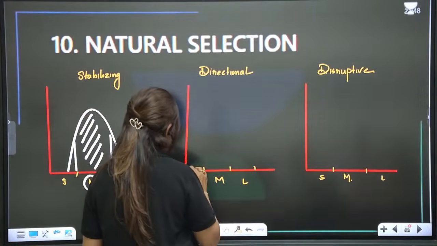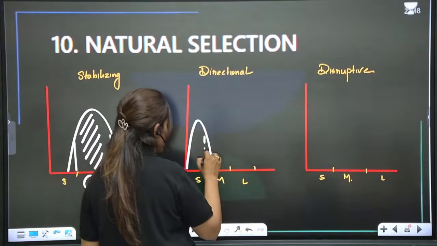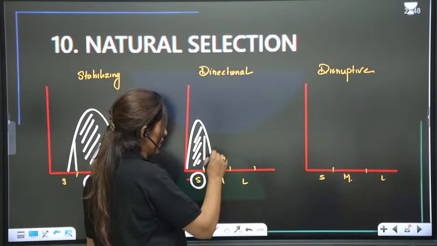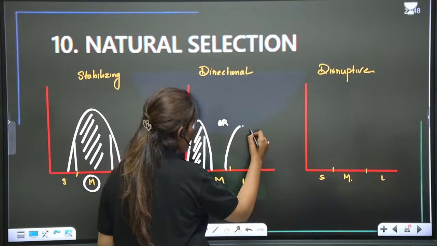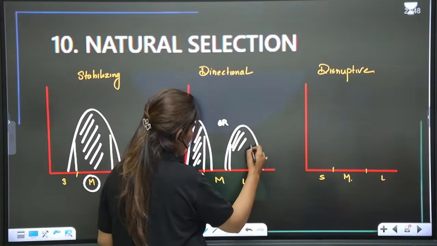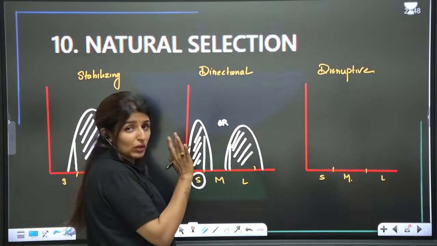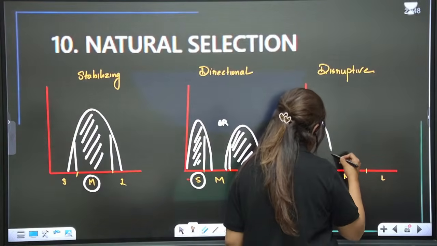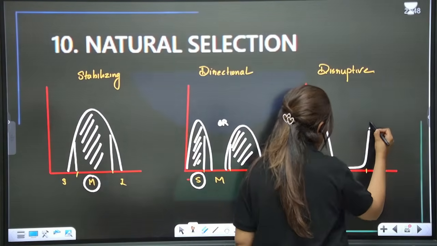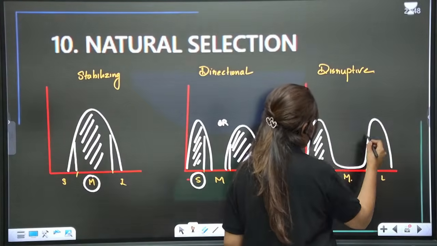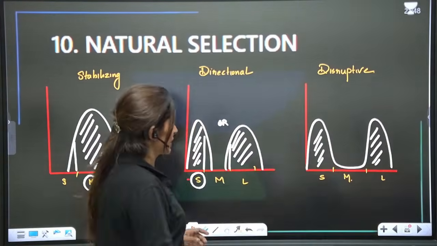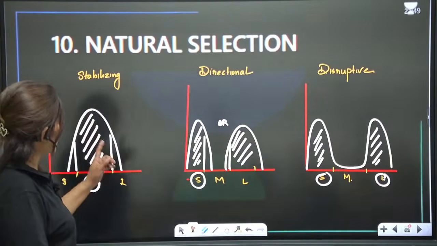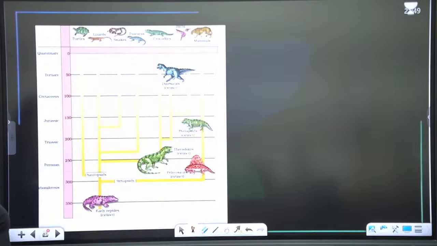In directional, nature will support one of the extremes. So you see more of small and less of medium, and large are not present. Or it can be that it supports more of large, less of medium, but no small. So either of the 2 will be supported. Is that clear? And in disruptive, it will support both the extremes and not the intermediate. So you will get 2 peaks here. This is just the opposite of stabilizing, where intermediate is favored. Here both the extremes are favored simultaneously. So guys, these are 3 different types of natural selection.